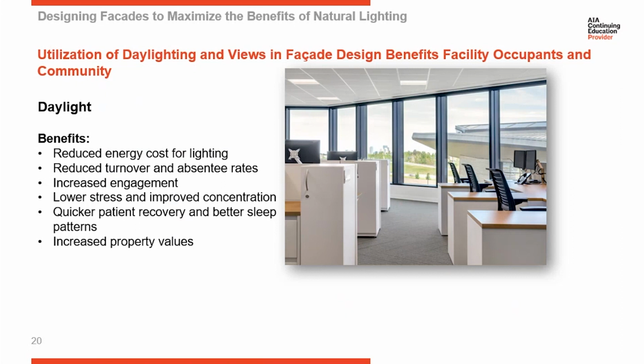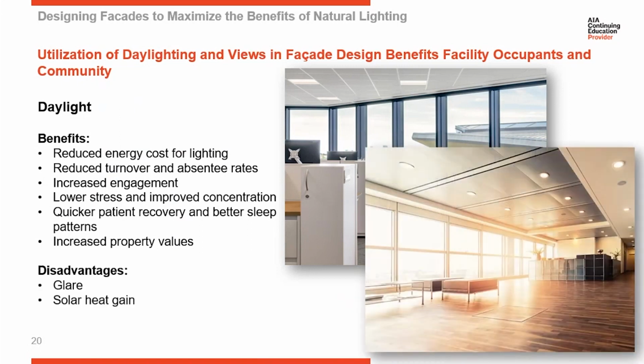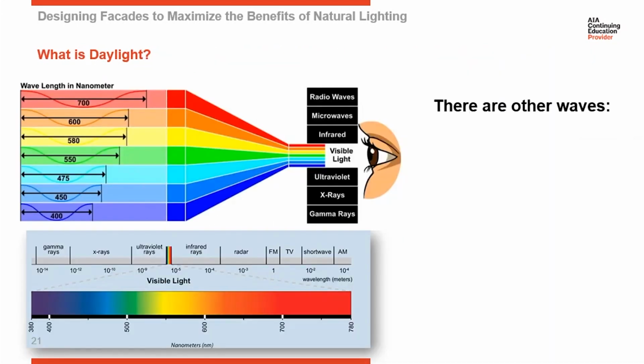Now, there is a negative side of sunlight, and that is glare and solar heat gain. So I want to talk a little bit about that also. Glare is like you see in this picture, light reflecting off of surfaces on the interior, and solar heat gain is heat that's being brought in by daylight. So to begin that conversation, let's talk a little bit about what daylight is.